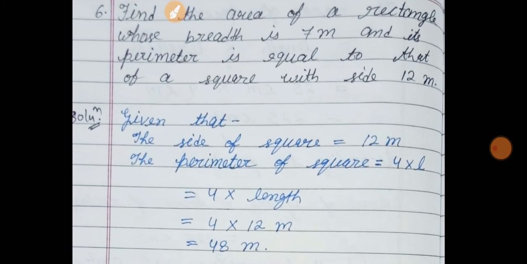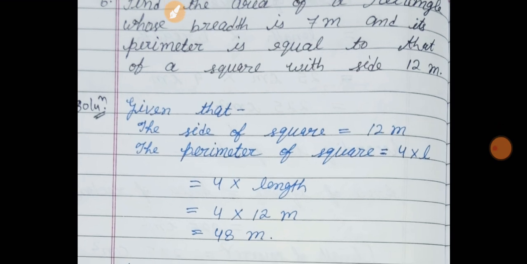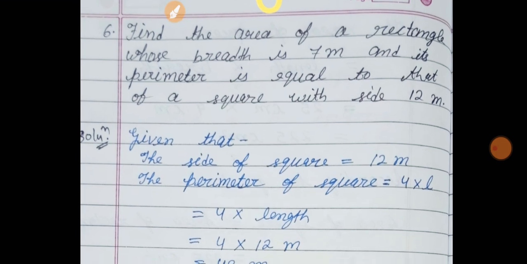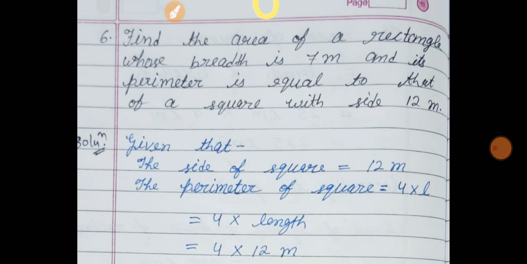Now question number 6. Find the area of the rectangle whose breadth is equal to 9 meter. So dear students, for this rectangle the breadth is given, and its perimeter is equal to that of the square with side 12 meter. So what we have to do, my dear? See, according to the question, the side of the square is given. It is equal to 12 meter.